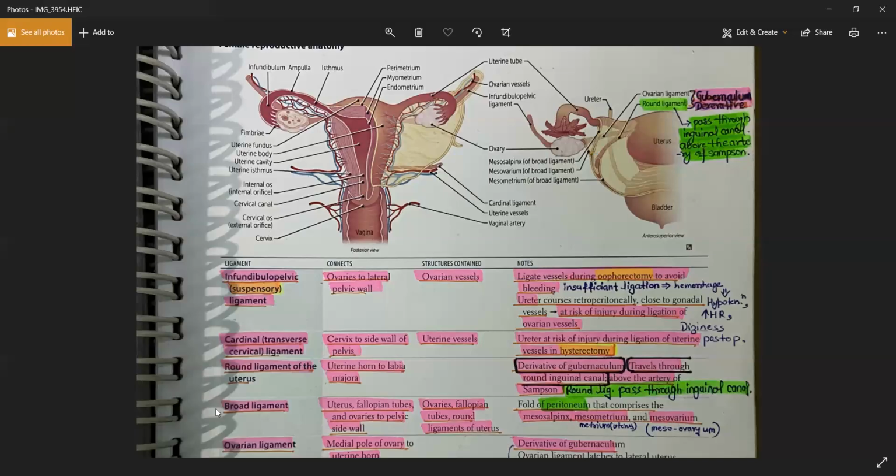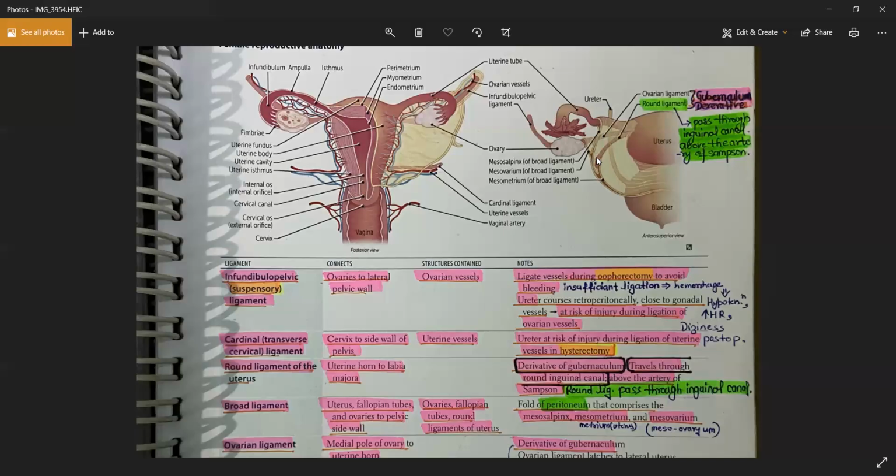So this broad ligament has three folds: the mesosalpinx, the mesometrium, and the mesovarium. The mesosalpinx covers your fallopian tube, as you can see. This is the fold, mesosalpinx. Then you have the mesometrium covering the round ligament. And then you have the mesovarium covering the ovarian ligament. So the mesosalpinx covers the fallopian tube, the mesovarium covers the ovarian ligament, and the mesometrium covers the round ligament.